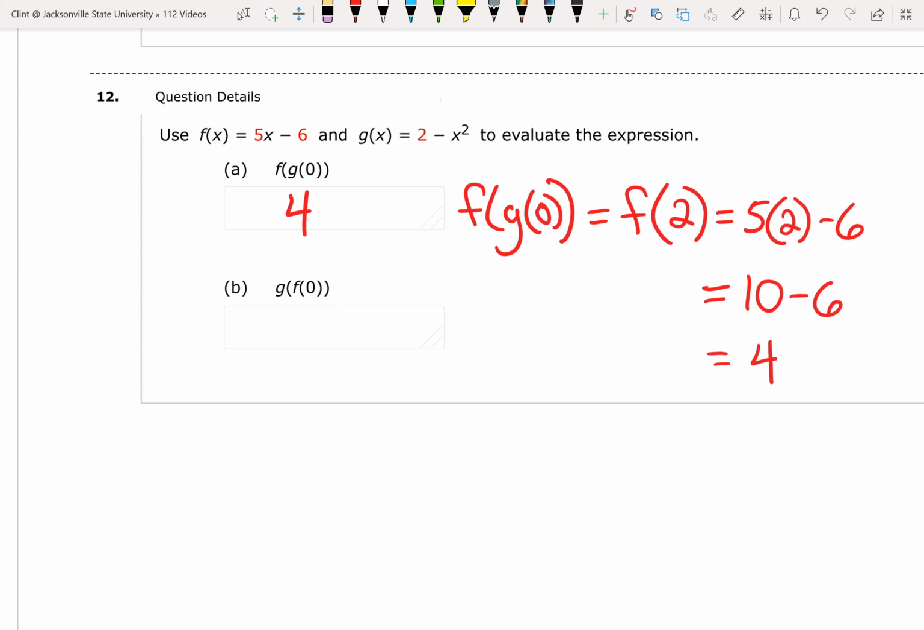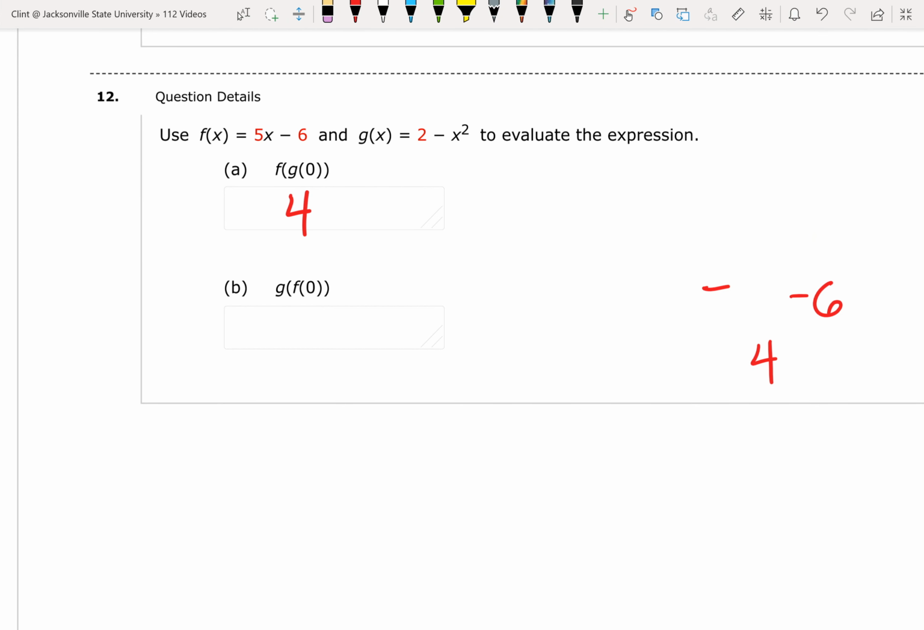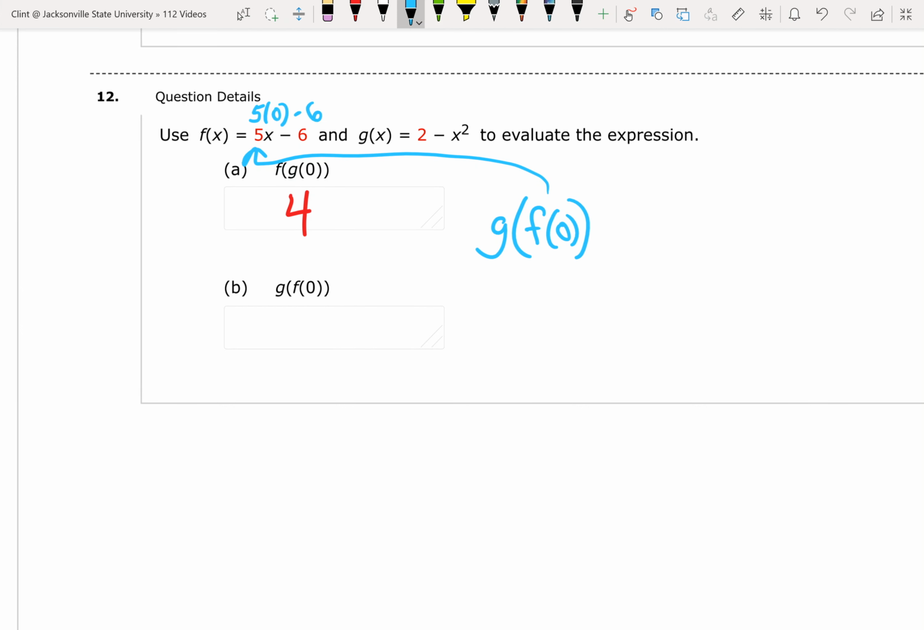Got to make sure you're doing things in the right order. Now if we do it the other way around, part B gets us to do it the other way around, so do a different color. So g of f of 0. So to get f of 0, we plug 0 in here. So that's 5 times 0 minus 6. 5 times 0 is 0. 0 minus 6 is negative 6. So this is g of negative 6.